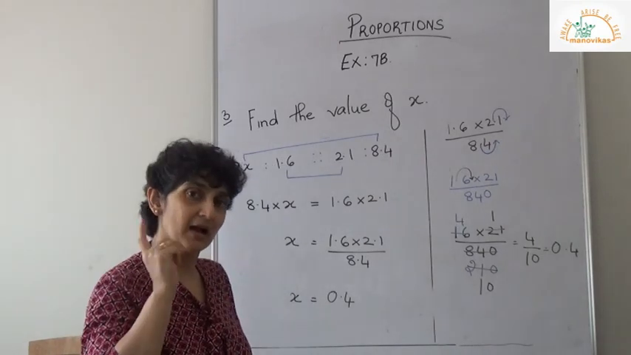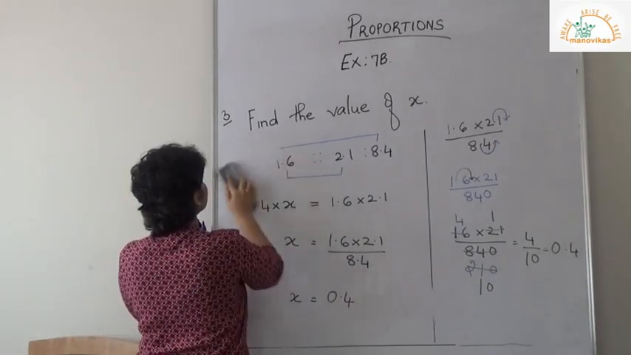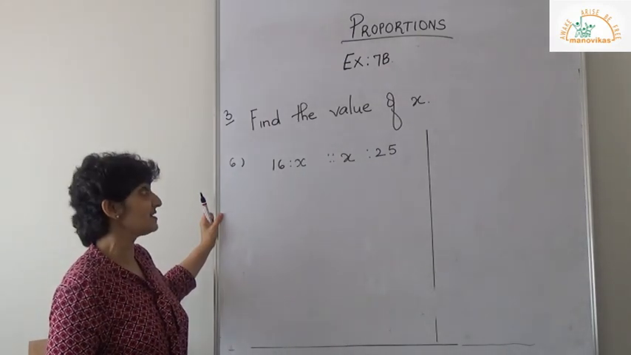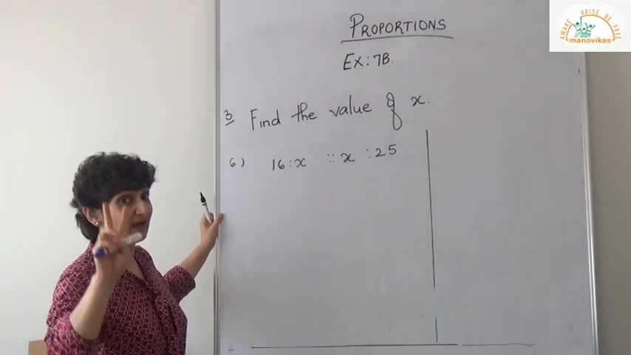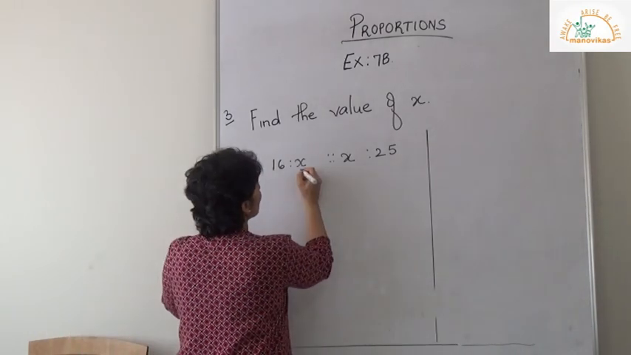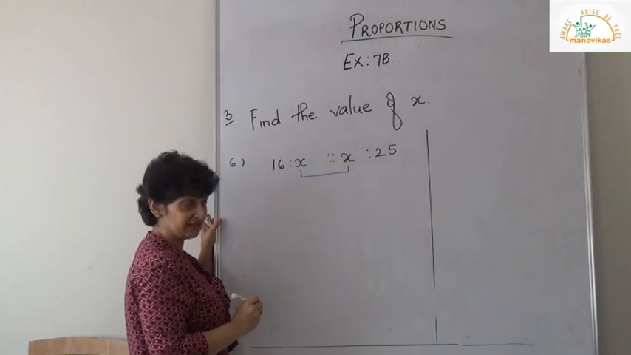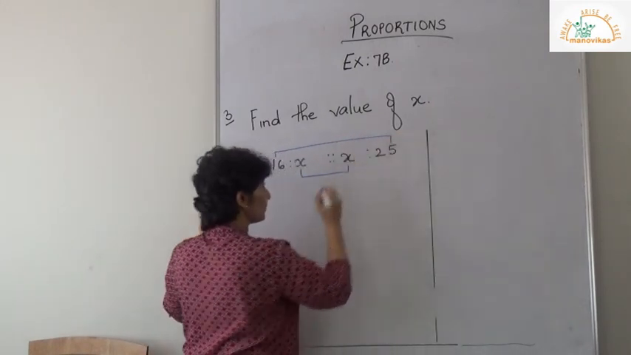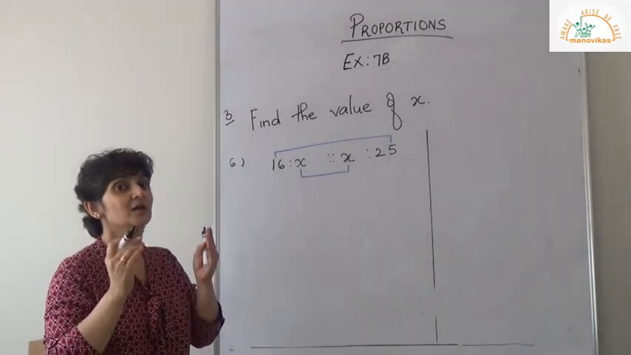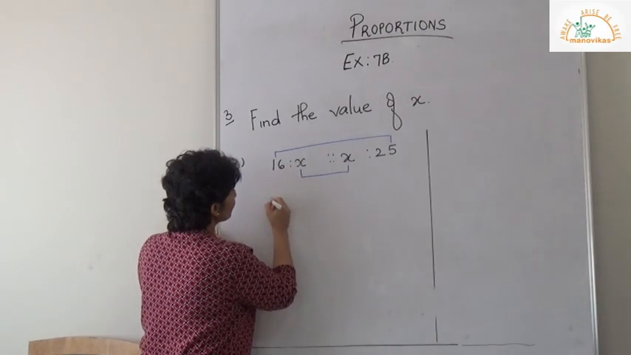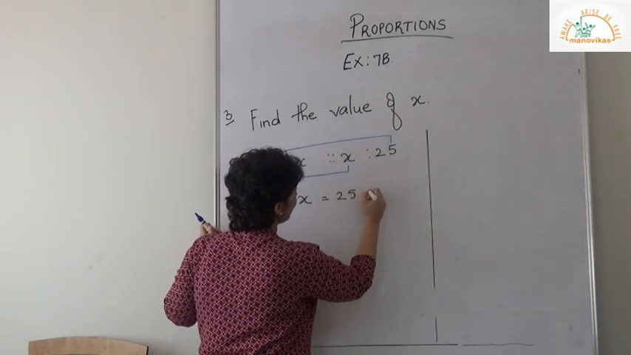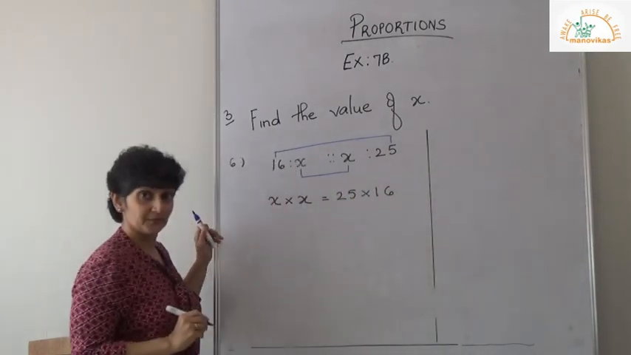Let's do one last sum, and with this we will wind up. Alright, now, have you seen the sum? Now, 16 is to x is as x is to 25. I have two x's here. Nothing to worry. How do we do it? Now, you know product of the means is equal to product of the extremes. I always told you where there are x, we take those first. So, this is x into x is equal to 25 into 16, right?